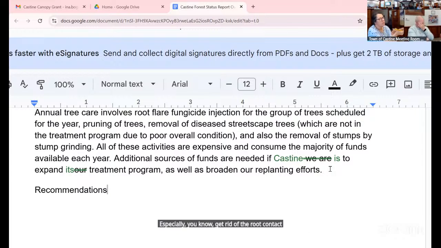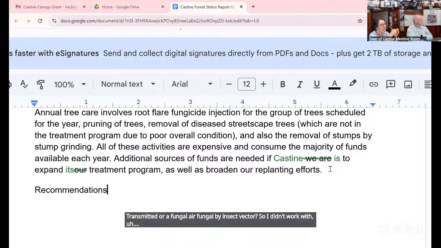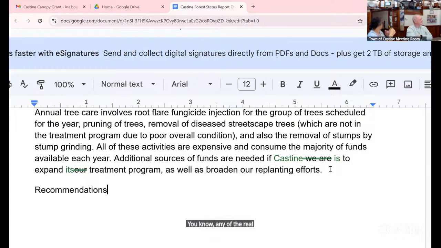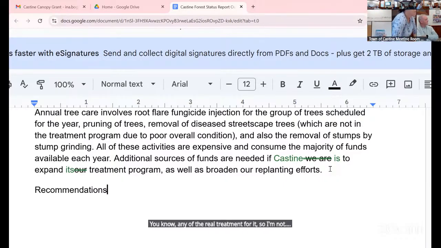Is that mostly root transmitted, or a fungal, airborne fungal, or insect vector? I didn't work with any of the real treatment for it. I'm not exactly sure, but the biggest thing, once established, seemed to be to break root contact. That was the thinking at the time, which is a little while ago. I haven't been out there for a while.